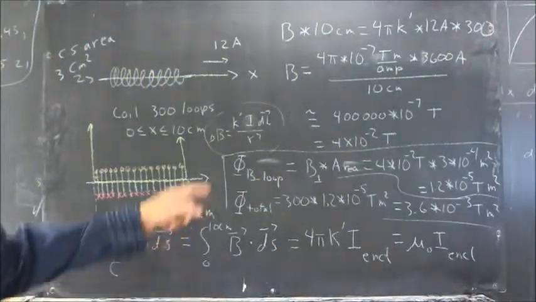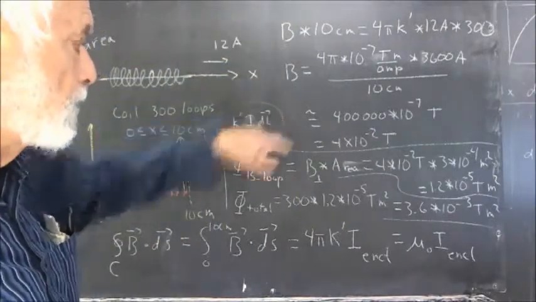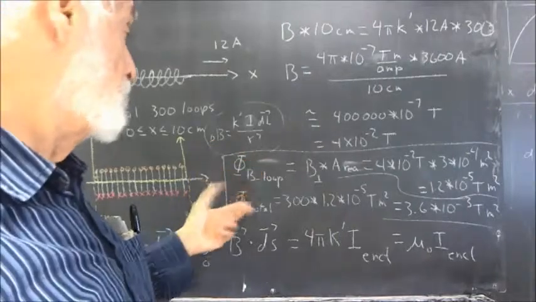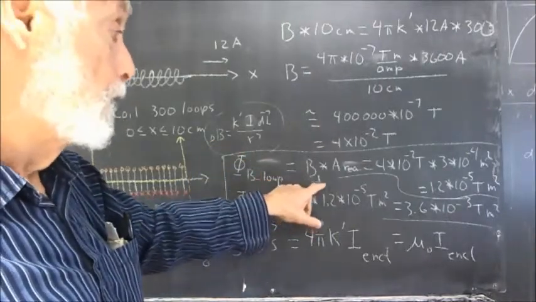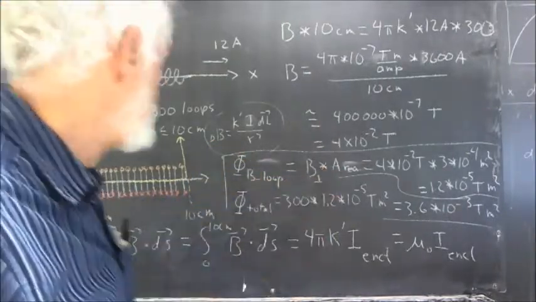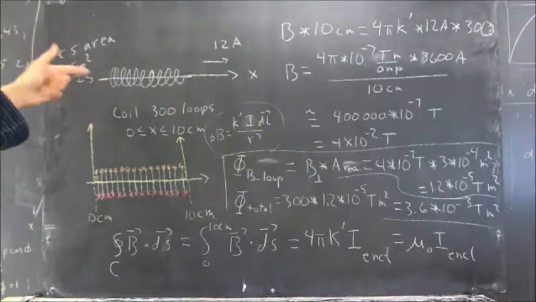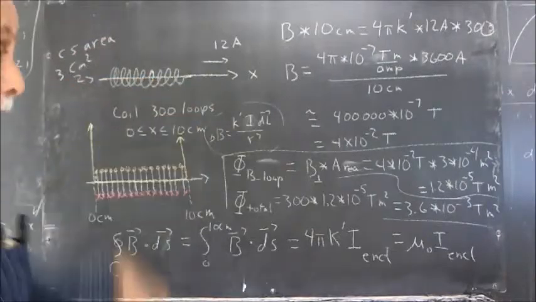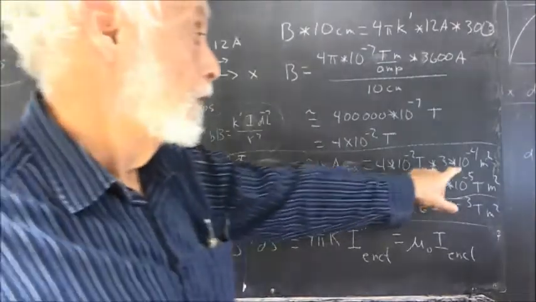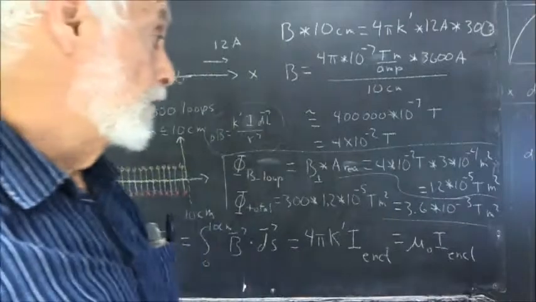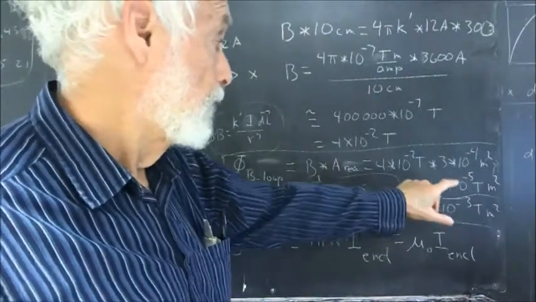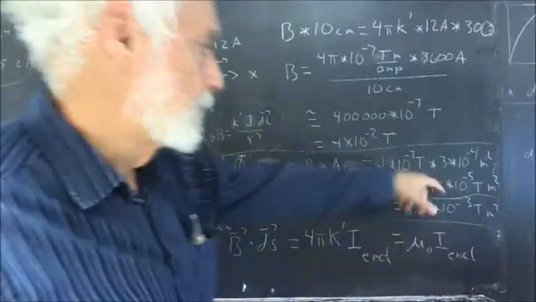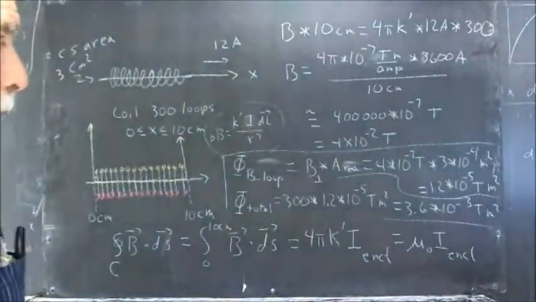We then use this calculated field to calculate the flux of a single loop. The flux of a single loop is just the perpendicular component of the magnetic field times the area. The magnetic field, by right-hand rule and so forth, is in the x direction perpendicular to the plane of each of these loops. The area of a single loop is 3 times 10 to the negative 4 square meters. When we multiply the field by the area, we get 1.2 times 10 to the negative 5th Tesla meter squared.